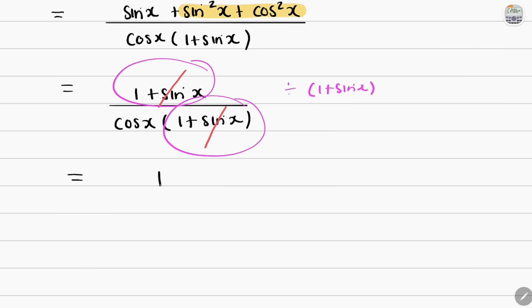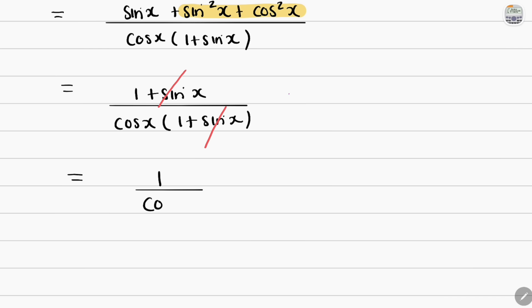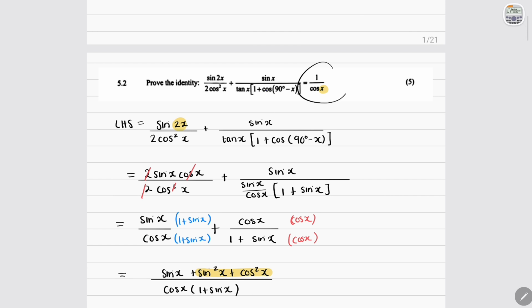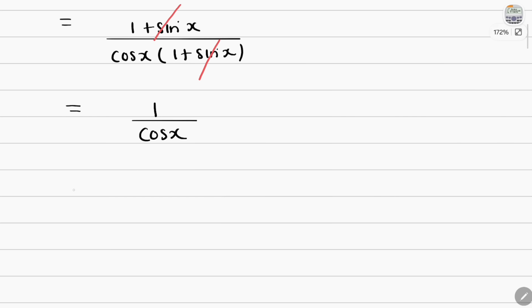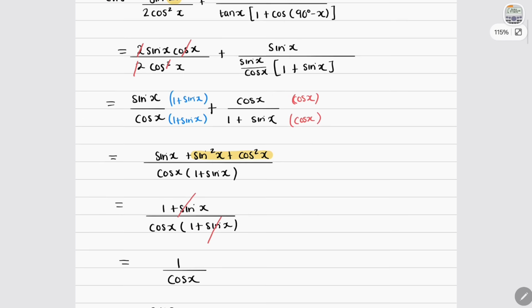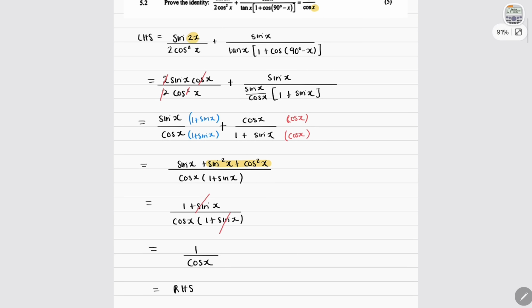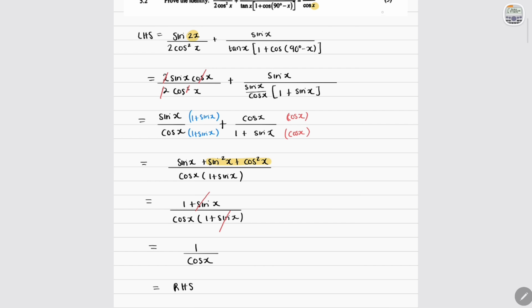So the 1 is in the numerator. And then this, 1 plus sine x divided by 1 plus sine x also gives you 1. That's in the denominator. But you know 1 times cos x still gives you cos x. So at the end of the day, we just have 1 over cos x. And that's exactly what they said it should be. That is the right-hand side. And we can finally tell them, yes, it is equal to the right-hand side. Okay, so the left-hand side at the end of the day is equal to the right-hand side. Moving on to the next question.